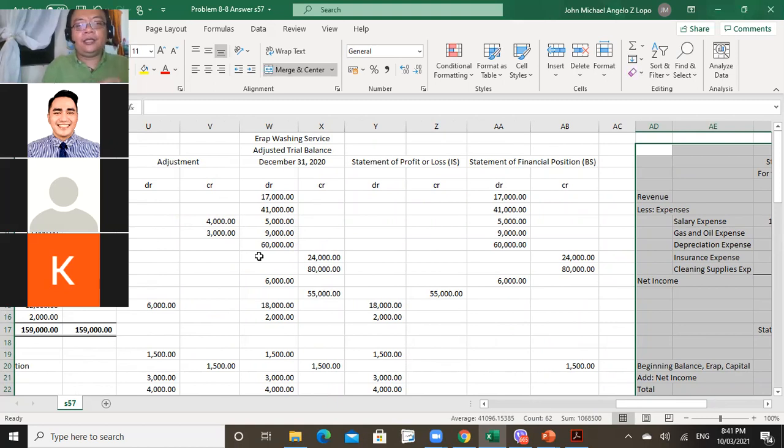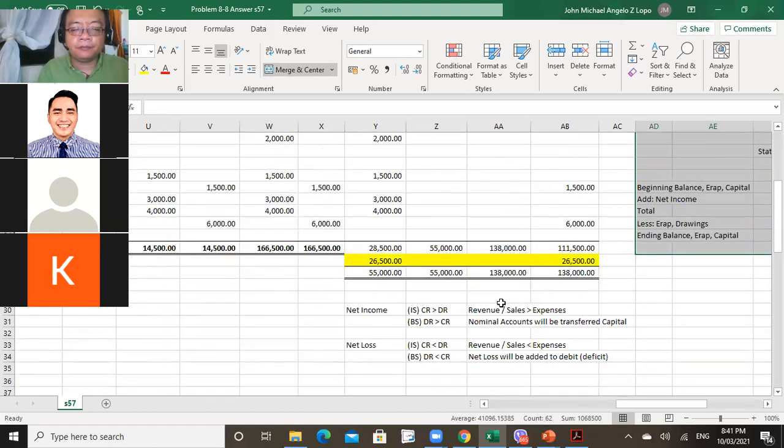Sir, I have a question. Sir Mark, in the analysis part, at the bottom, the debit and credit. As for the revenue, as for net income, can it also be interpreted that the assets increased due to the revenue because of net income? Yes, very good.